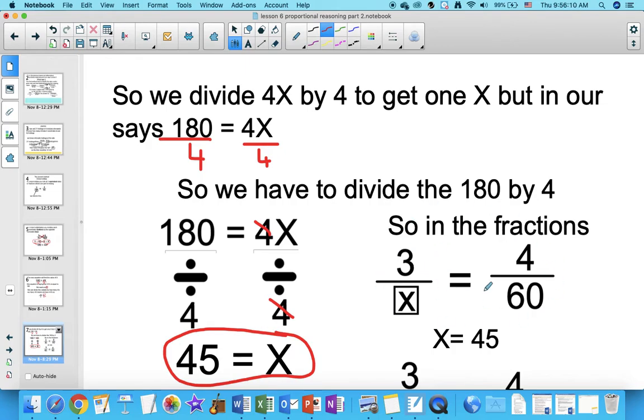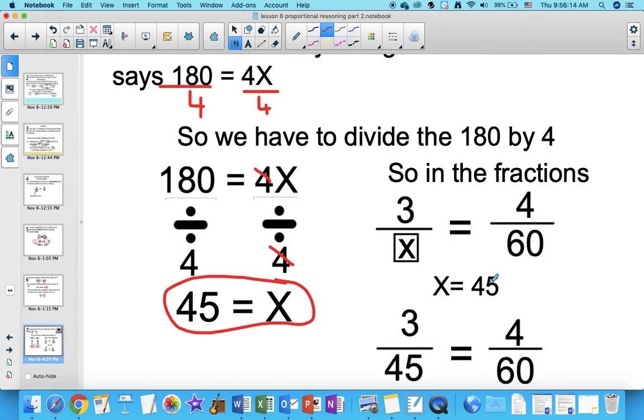And so for these fractions to be equivalent, x must be 45. So you have 3 over 45 equals 4 over 60. Right?